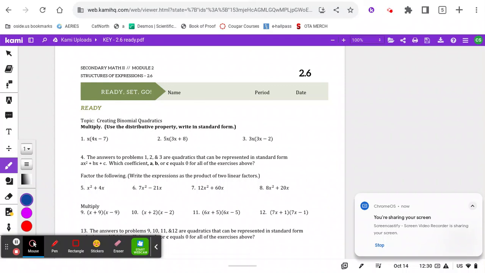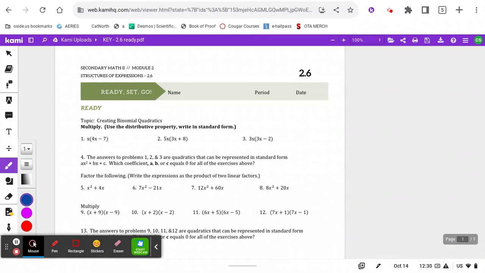All right, we're on the 2.6 ready homework from the Mathematics Vision Project. Please make sure at the top you've written your name and your period number and today's date.